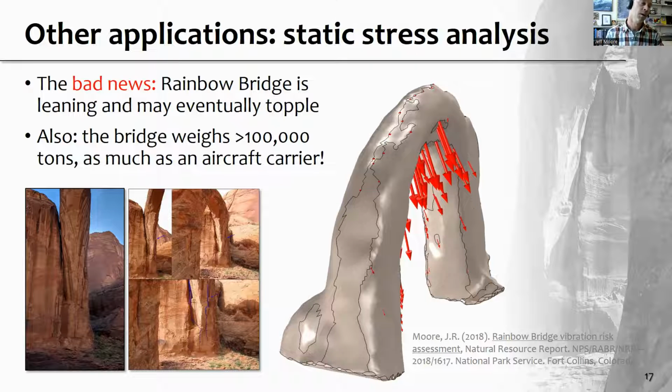We don't know. As an aside, last fact, random fact, the photogrammetry model also told us that Rainbow Bridge weighs more than 100,000 tons. For reference, that's as much as an aircraft carrier.